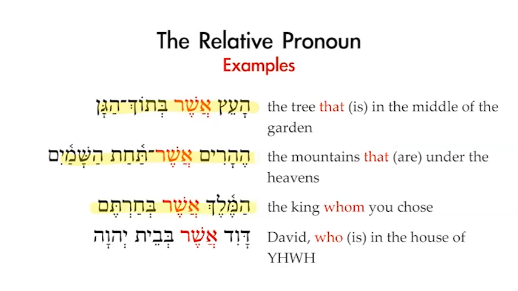In our fourth example, we have Hamelech asher bachartem, the king whom you chose. Here we have a relative clause modifying the word king. Finally, we have Dawid asher baveth Yahweh, David, who is in the house of the Lord or in the house of Yahweh. The relative clause asher baveth Yahweh is modifying the noun Dawid. The relative pronoun, asher, does not change its form to match in gender and number or definiteness with the noun that it's modifying. It's a frozen form.